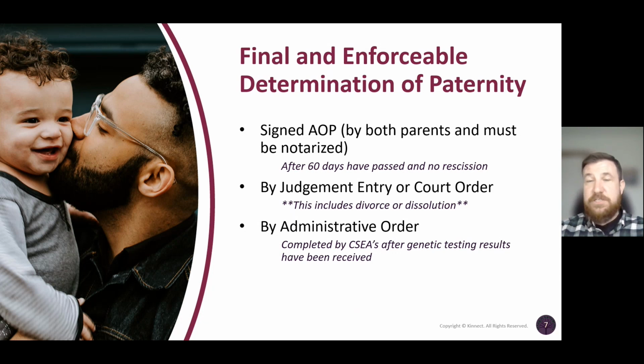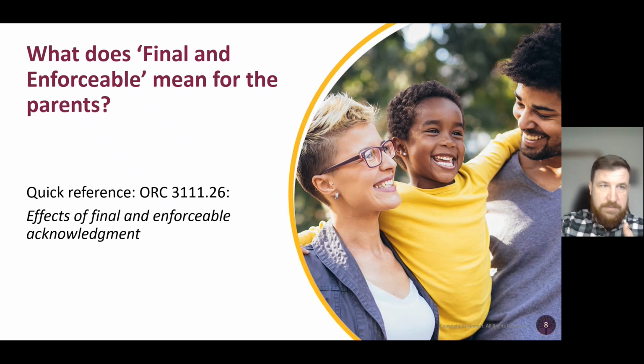But not all county child support offices go by Child Support Enforcement Agency. Some call themselves Office of Child Support, Bureau of Child Support. There's various acronyms or names, but I am referring to child support offices when I say that. So these are the ways of establishing final and enforceable determination of paternity. But what does that mean for the parents?